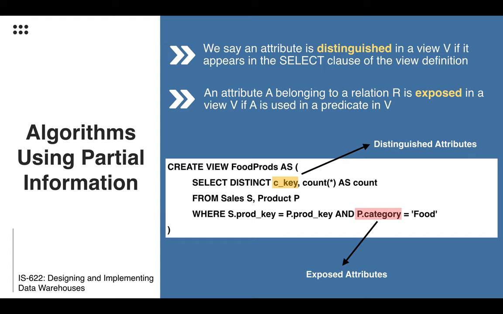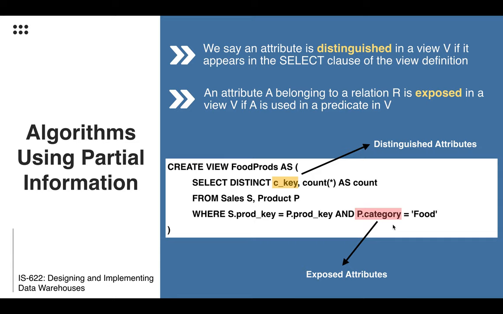You can see that this attribute over here is not included in the distinguished ones. It's only used as a filter for making the number of records in the view smaller. So this category is used only as a filter. It's not included in the view, but it is used as a filter for the view. Okay, so that's why it's called exposed.